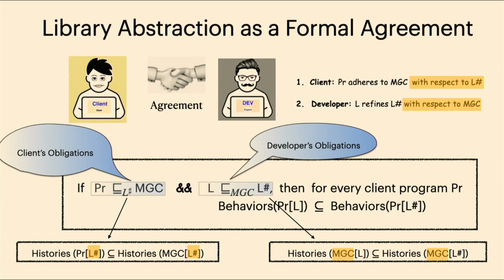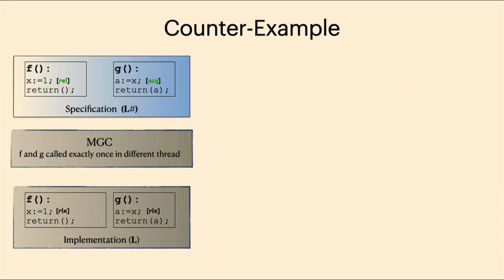However, it turns out that in its present form, the theorem is not provable, as we are going to see with a running counterexample on the next slide. For example, consider a library that implements functions f and g in this way, where f essentially writes the value 1 to x and g reads the value from x, and the specification is yet another piece of code which uses release and release-acquire accesses in these places. The specification uses the strongest release-acquire mode, while the actual implementation has relaxed accesses.